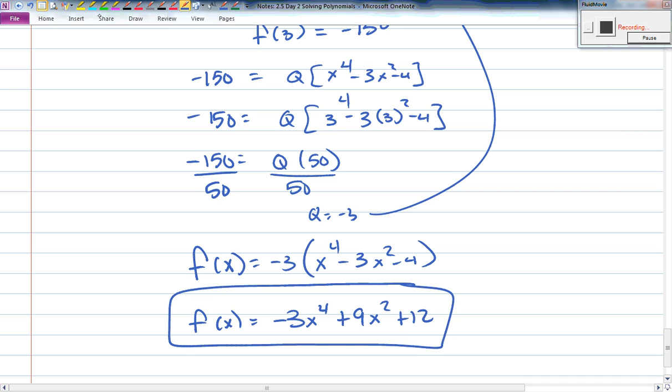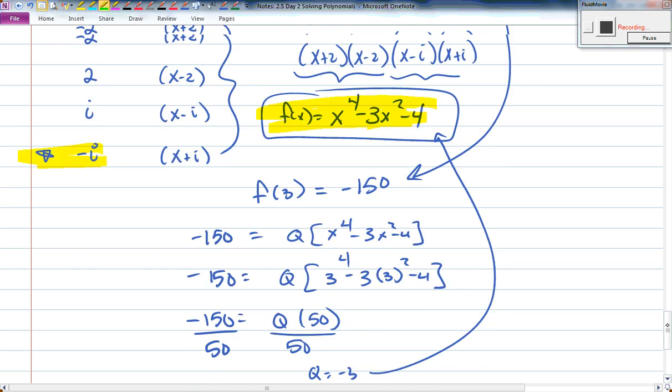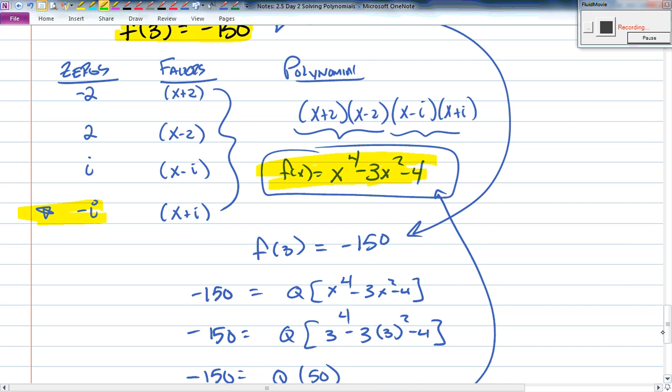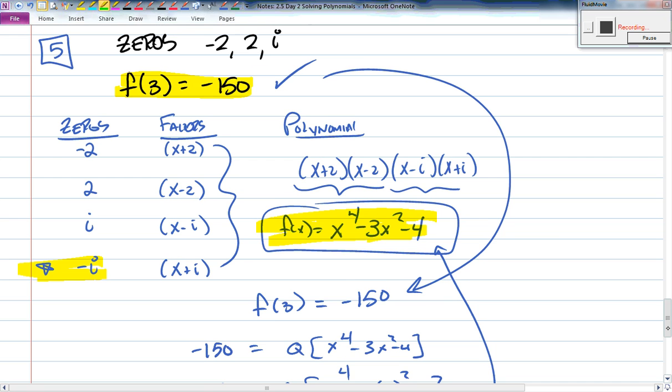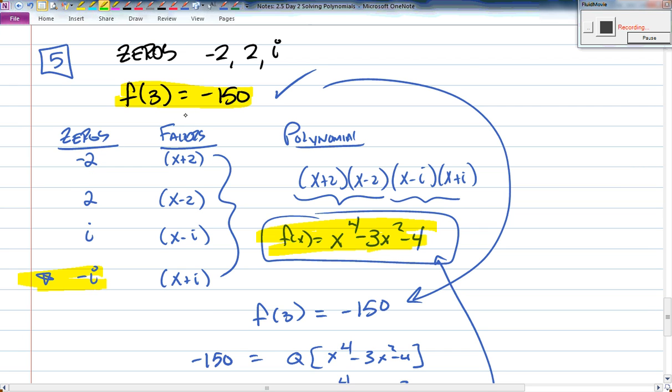We did it. Story time. So this function right here is a 4th degree polynomial whose zeros are negative 2, 2, i, and negative i, and in addition fits the description of f of 3 equals negative 150.